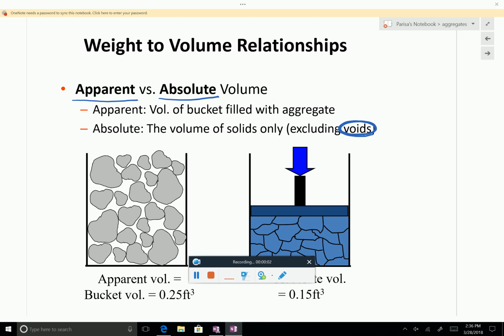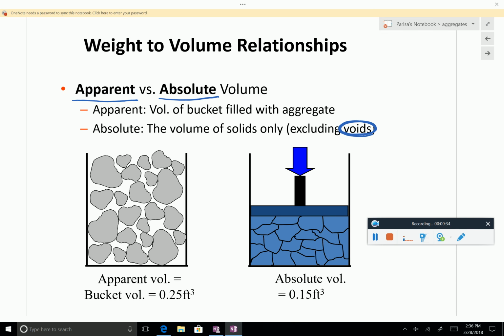So we talk about weight to volume relationships, starting with the difference between apparent and absolute volume. What is the difference you see here? What's the difference between apparent and absolute volume? What do we see here? This is apparent volume. This is absolute volume. What is the main difference?